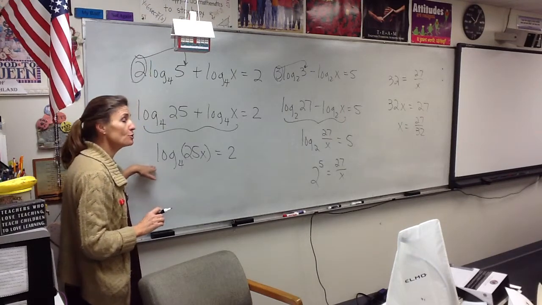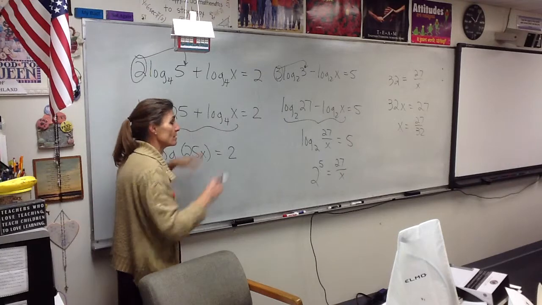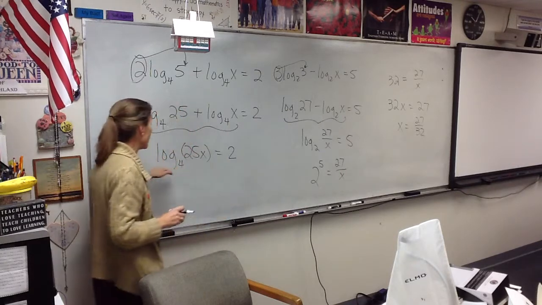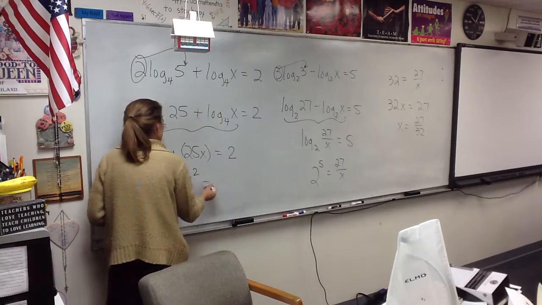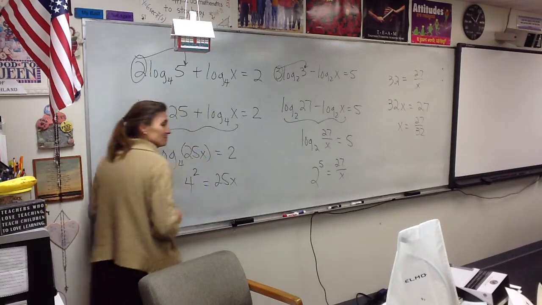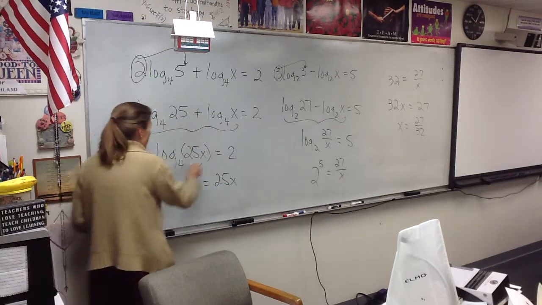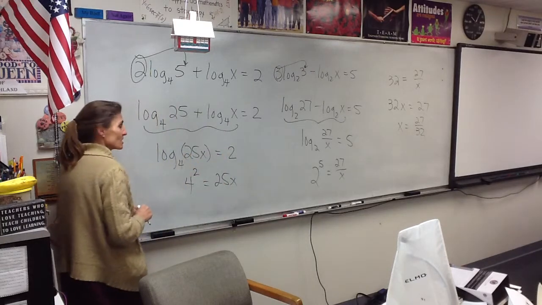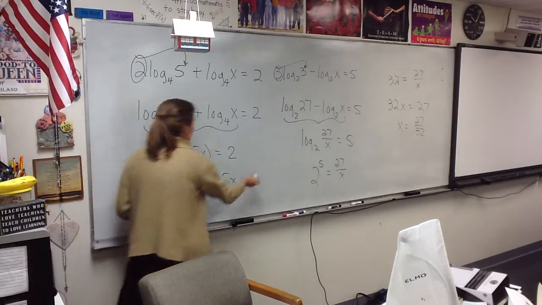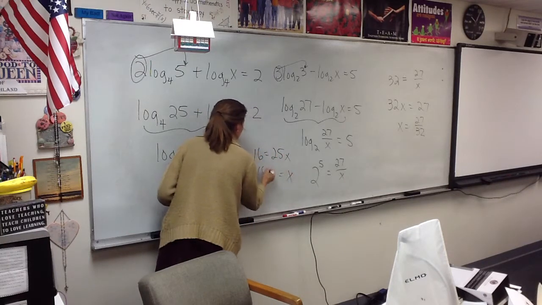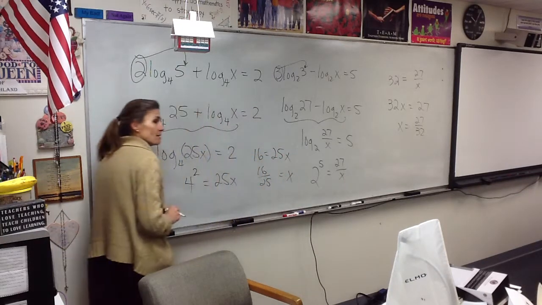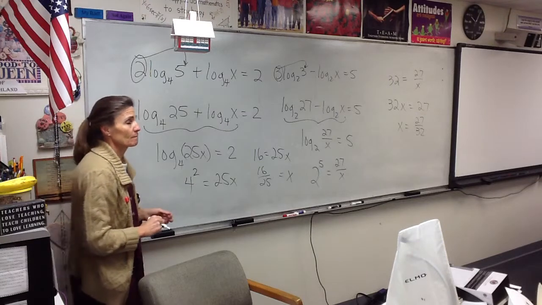Now, what do you do when you only have one logarithm? Every time you only see one logarithm, what are you going to do? 4 to the 2 equals 25x. What's 4 to the 2nd? So 16 equals 25x, and x equals 16 divided by 25.